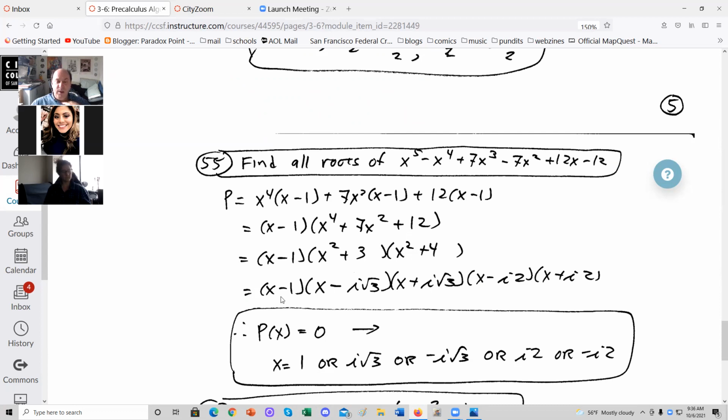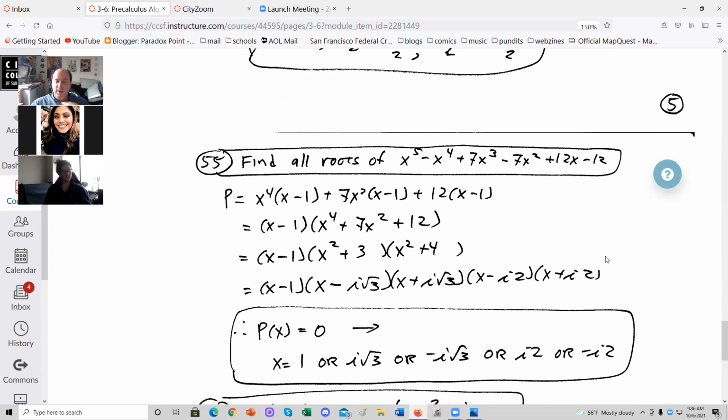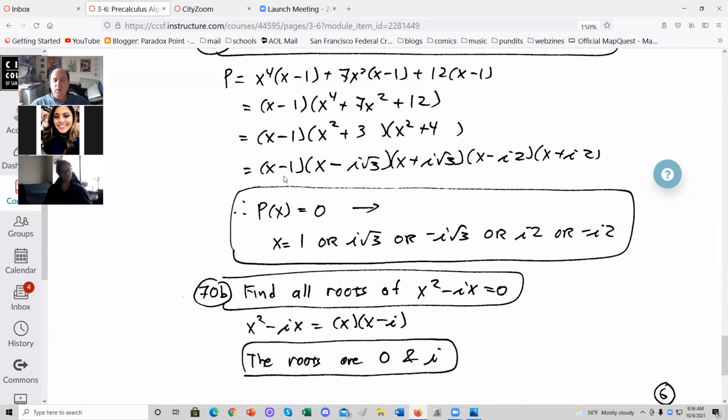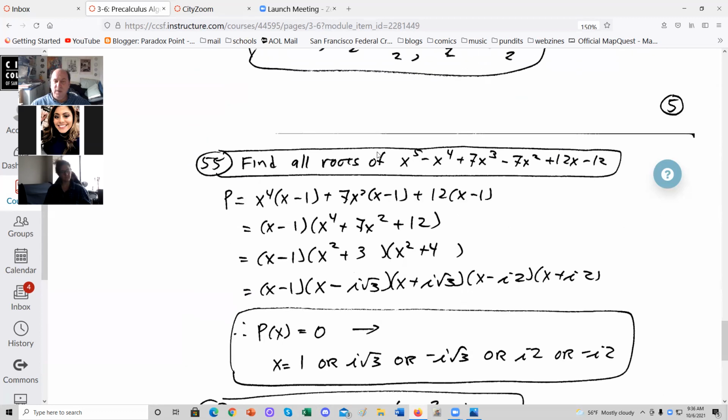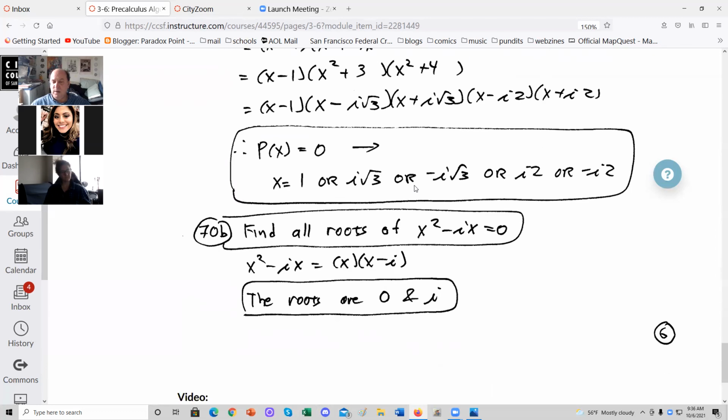And great, we've factored it fully. And therefore P is 0 whenever each one of these factors is 0. x equals 1, which zeroes this out. x equals I root 3, which zeroes this. x equals minus I root 3, which zeroes out this. x equals I2, which zeroes out this. And x equals minus I2, which zeroes out that. So those are the 5 roots of this 5th degree equation.